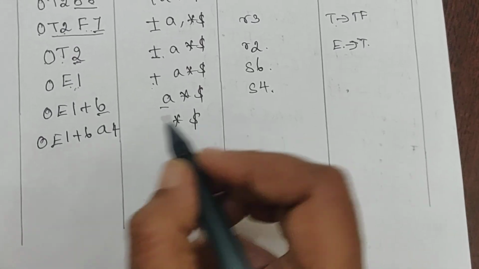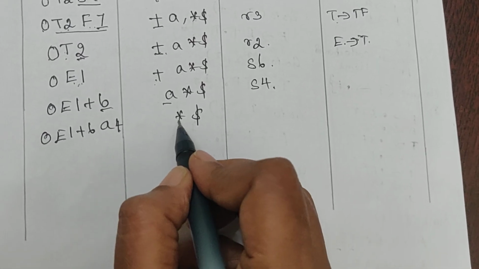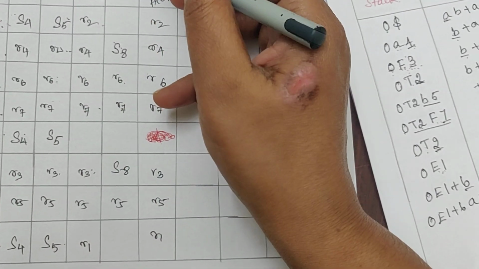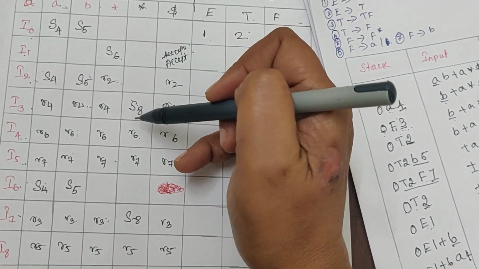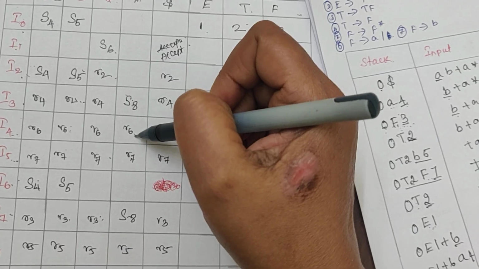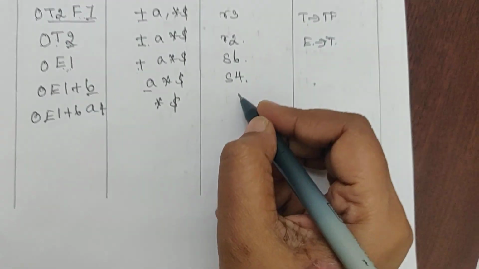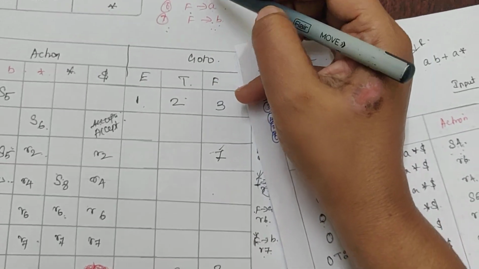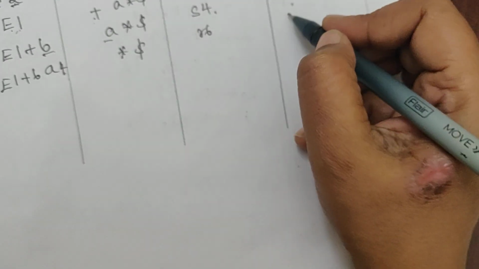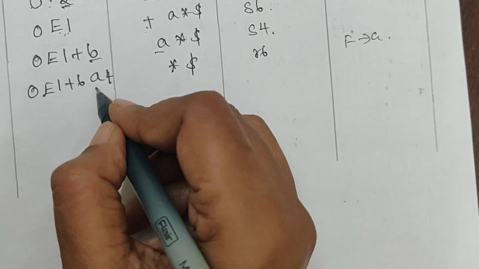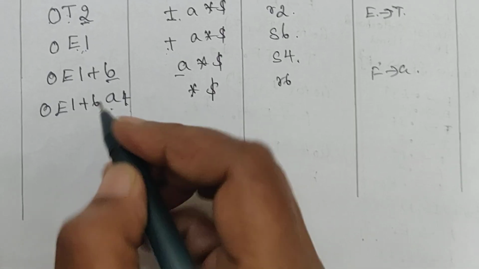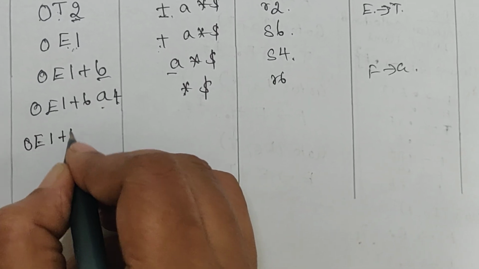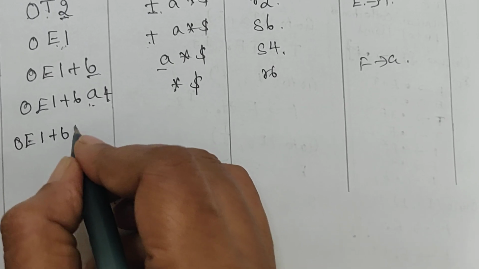And 4 on star you have to see. 4 on star you will be able to see, right? 4 on star is R6. So it is R6 here. R6 is nothing but F tends to A. I have an A here and then I will be converting that into F. So the left hand side gets retained, plus 6, A will convert into F.